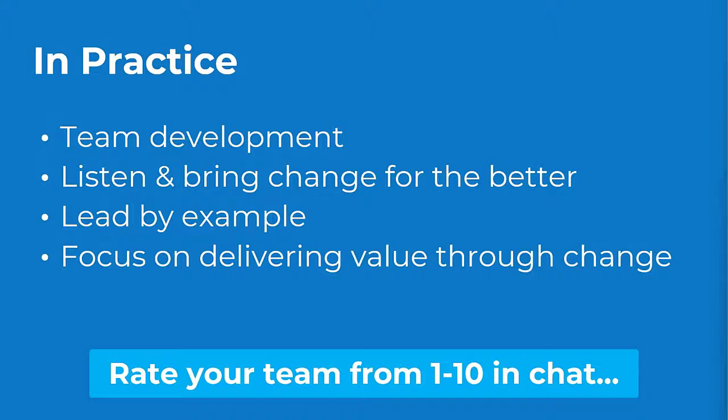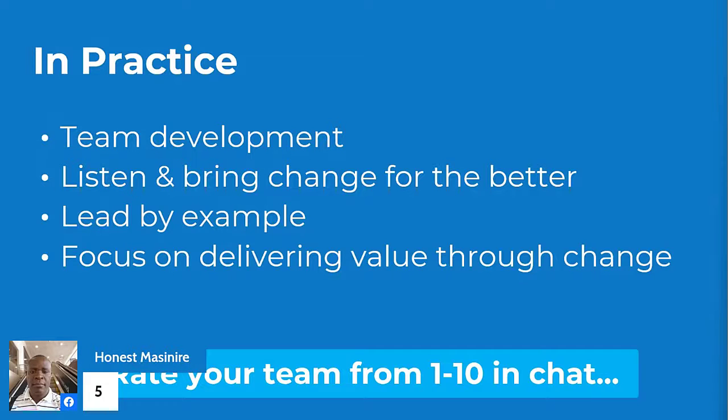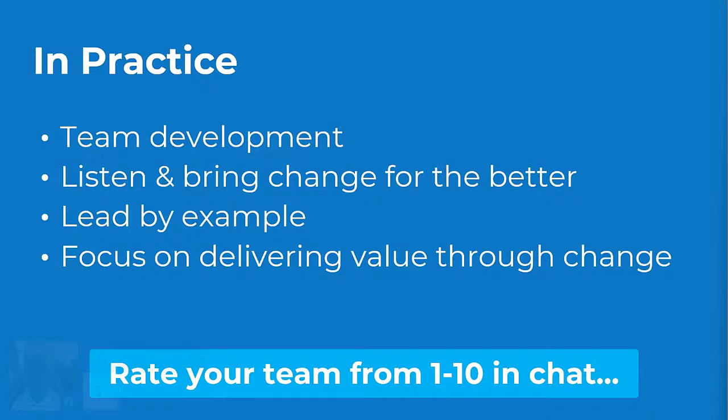So we've had an 8, a 7, a 9, a 6, and we also have Honest Mezinier here who says 5. I apologize, by the way, if I mispronounce everyone's name here today. All right, so this is it in practice. Think about your own team a little bit. Where are they? And how can I get them to become more resilient in practice by following these 4 examples here.